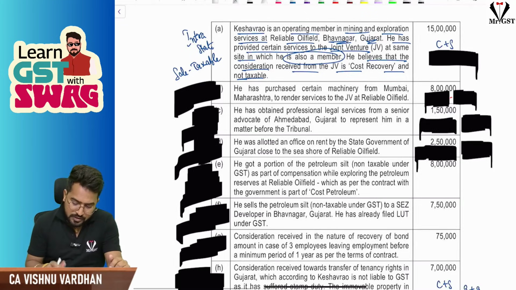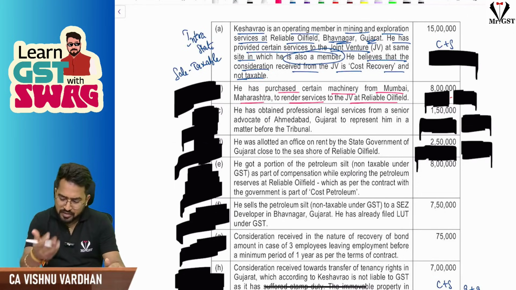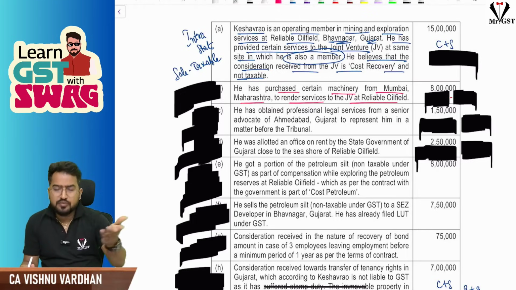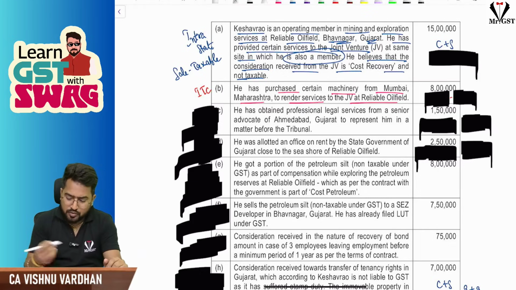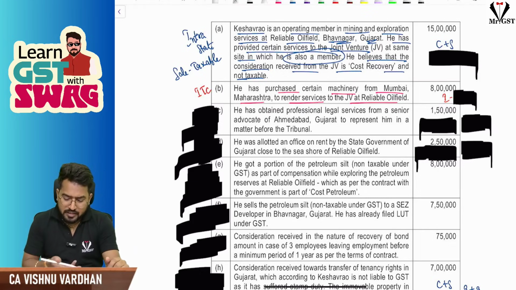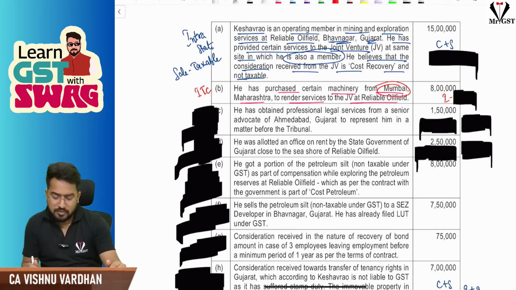Next, he also purchased machinery from Mumbai, Maharashtra, to render services to the JV at reliable oil field. Just now we have understood the services are taxable. For that purpose, he has purchased the machinery. So here he is eligible for ITC. This is a purchase of goods, and he is purchasing it from Mumbai, Maharashtra, so it is an interstate one. IGST will come into picture.